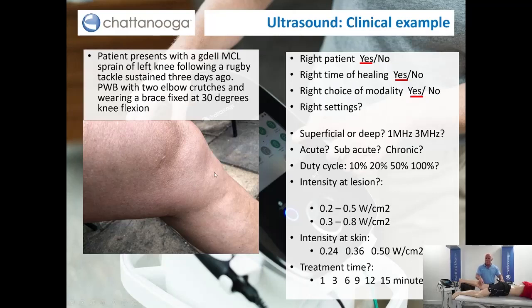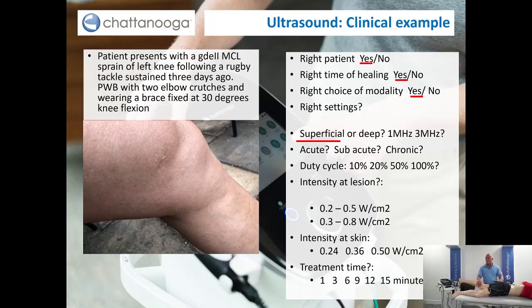So our clinical decision making revolves around, is this a superficial or a deep structure? Okay, so this is an MCL, we know it's quite superficial. So are we going to use 1 megahertz or 3 megahertz? Obviously we're going to use 3 megahertz for superficial. So, click that. Okay, click again.